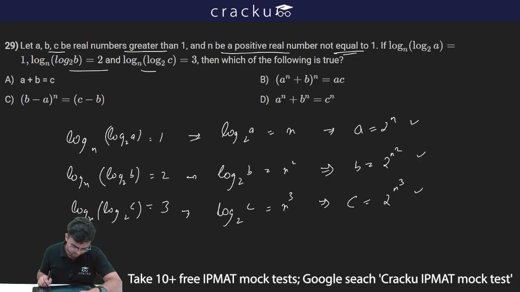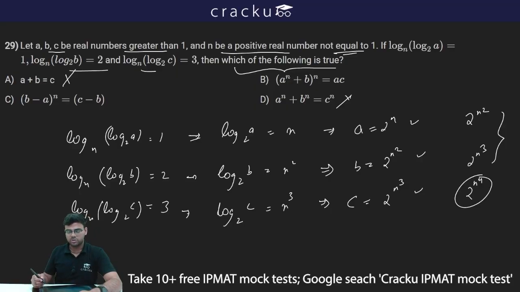Now which of the following is true? We have to find out which of the following statements or conditions is true. Now a plus b is equal to c. We can clearly see that a plus b is equal to c is never possible, because a is 2 to the power n and b is 2 to the power n square and c is 2 to the power n cube. So a plus b is equal to c is never possible. Also a to the power n plus b to the power n equal to c to the power n is also not possible, because ultimately what it will become is 2 to the power n square, 2 to the power n cube, and 2 to the power n 4. So the sum of this to be equal to this is also very unlikely. Only for certain values of n this can be possible, and also this might not be possible as well.